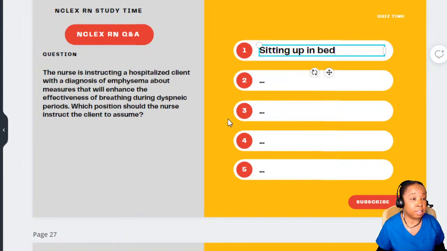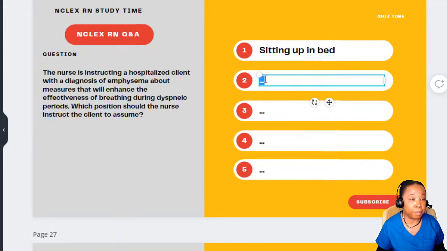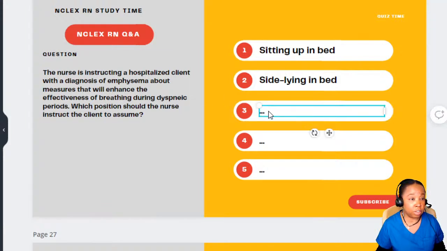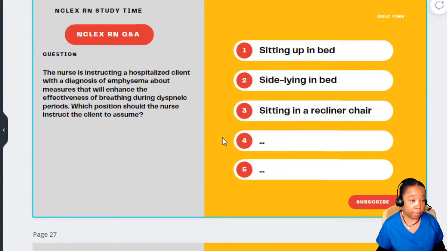The first one is sitting up in bed. Will you ask the patient who has emphysema, who has obstructive disease, to sit straight in the bed to help with the respiration? Or will you ask the patient to lie side-lying in the bed? And the third option is sitting in a recliner. Will you ask the patient to sit in a recliner?